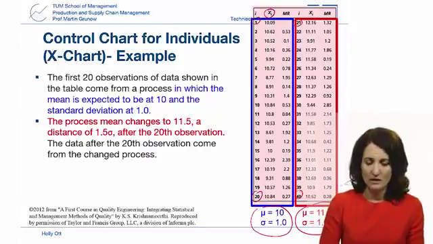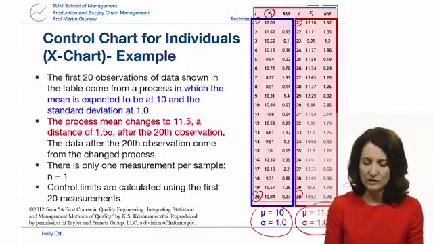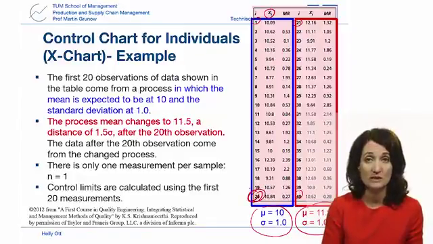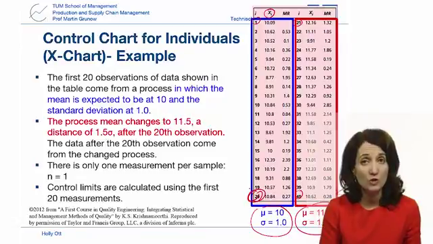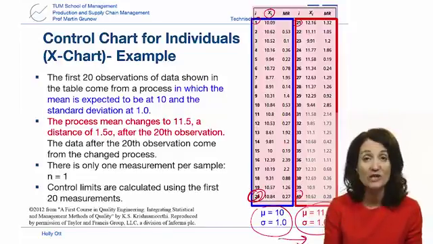So now we only have one measurement, as we just said, per observation. And we're going to use these first 20 measurements to calculate the control limits. So let's prepare a control chart for individuals and see how well this control chart responds to this change that we know has occurred.